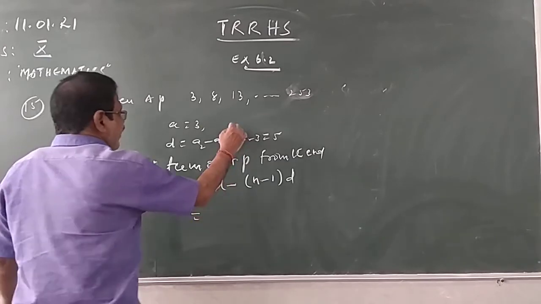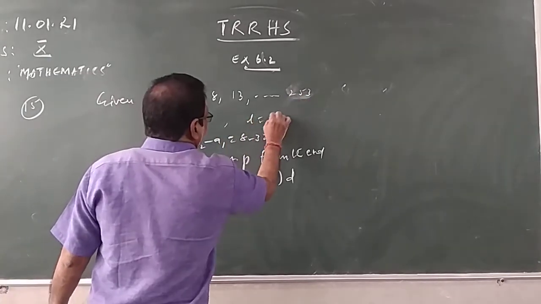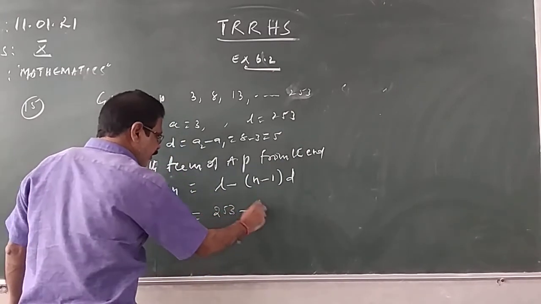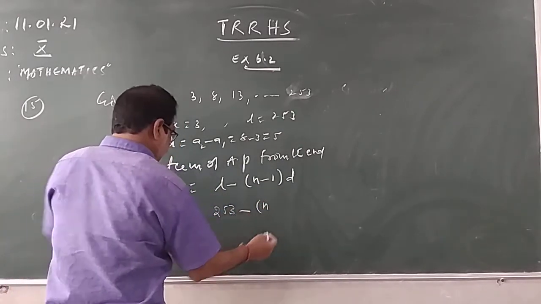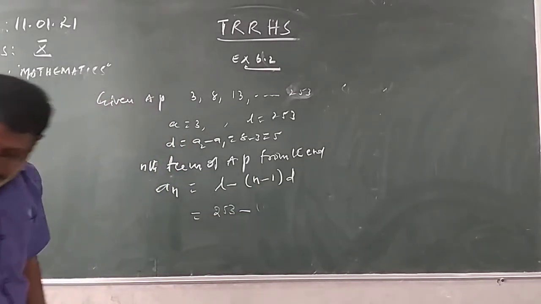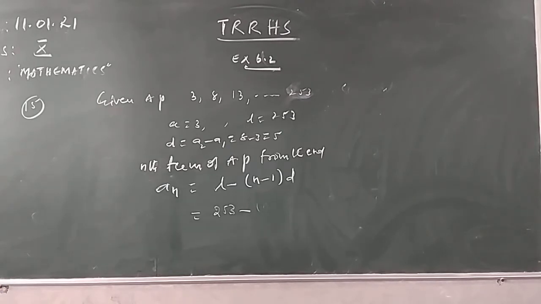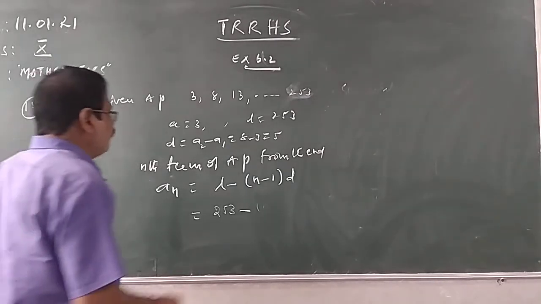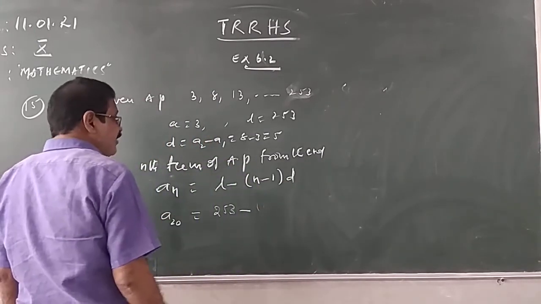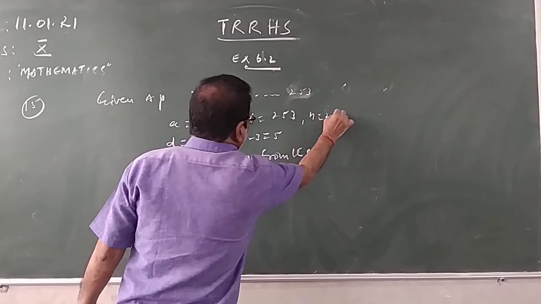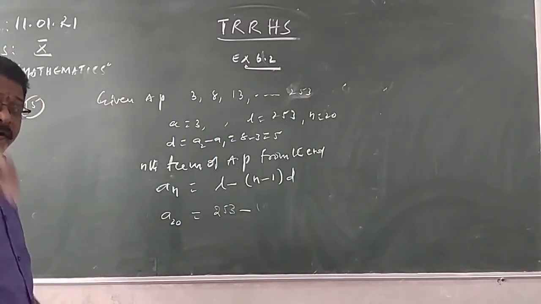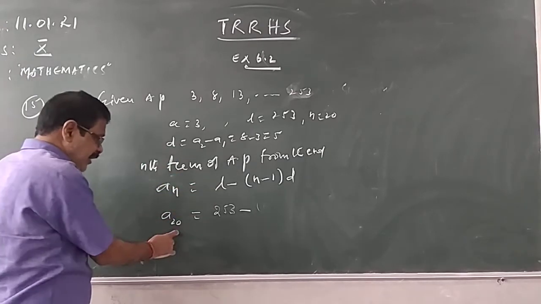So here, what is given? L is the last term, 253. Here write 253 minus. Which term? We are asked to find the 20th term from the end, so put n equal to 20. This is the formula for the nth term from the end.